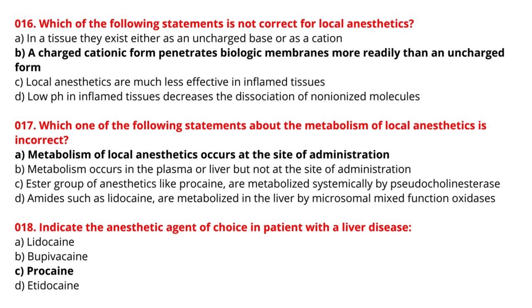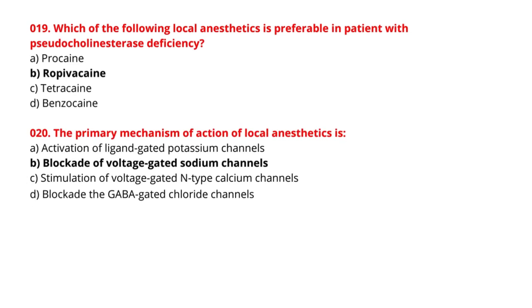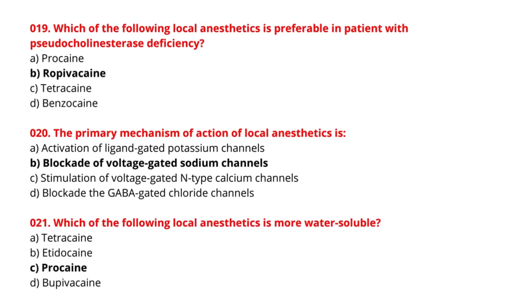018. Indicate the anesthetic agent of choice in patient with a liver disease. A. Lidocaine. B. Bupivacaine. C. Procaine. D. Articaine. Answer is C. 019. Which of the following local anesthetics is preferable in patient with pseudocholinesterase deficiency? A. Procaine. B. Ropivacaine. C. Tetracaine. D. Benzocaine. Answer is B.